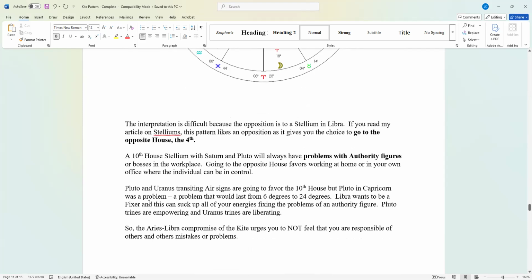And let's see, Pluto and Uranus transiting air signs are going to favor the 10th house, but Pluto in Capricorn was the problem, squaring from 6 degrees to 24 degrees. And Libra, what happens is when you have a lot of Libra, Libra wants to be the fixer. It feels that it has to fix everything. All the problems that are generated by an authority figure, they have to go in and fix things.